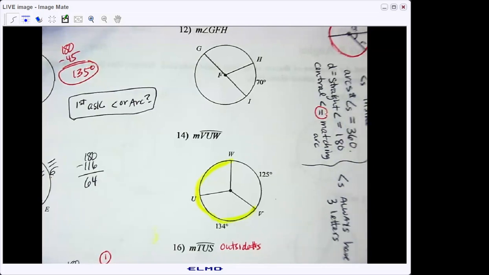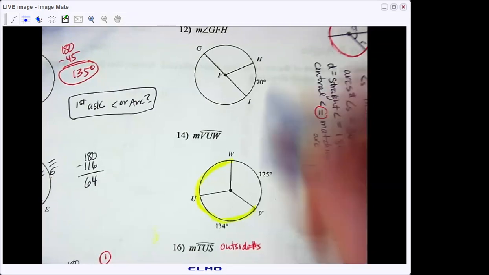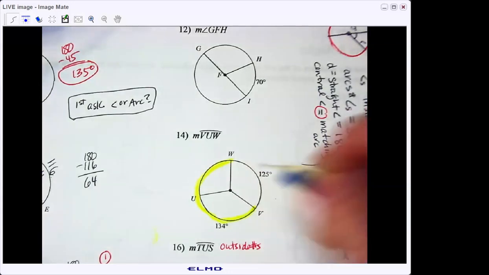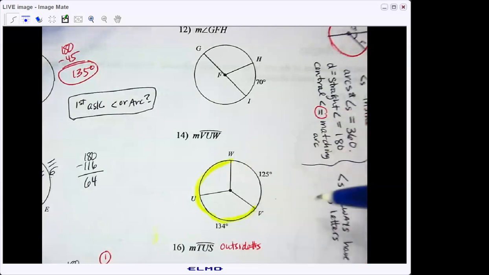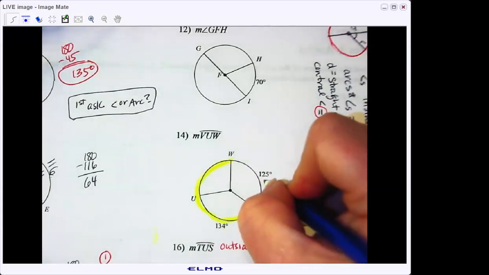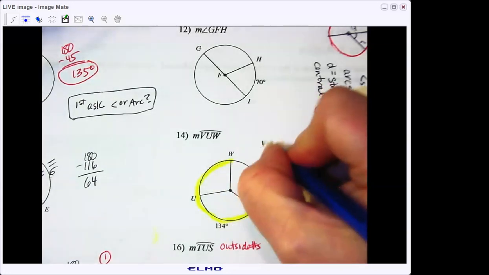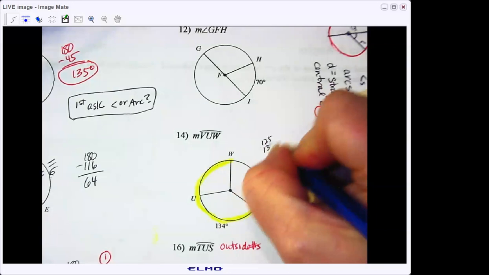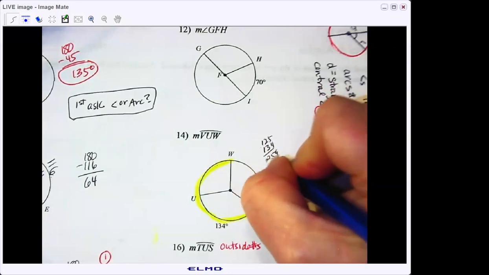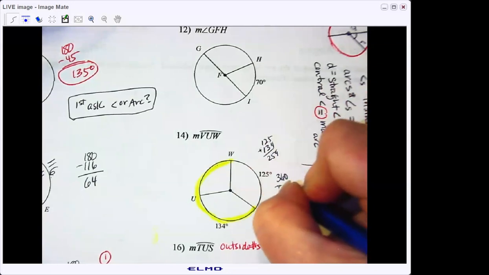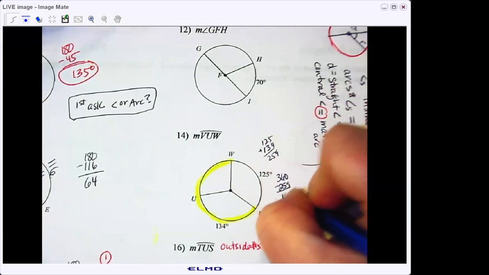Good job. So we know that they all have to add up to be 360. And there's no diameter here, so we don't have a 180. So I need to add these two together and then subtract from 360 to get that. So I have 125 and 134, so I have 259. Then 360 minus the 259 is my 101.